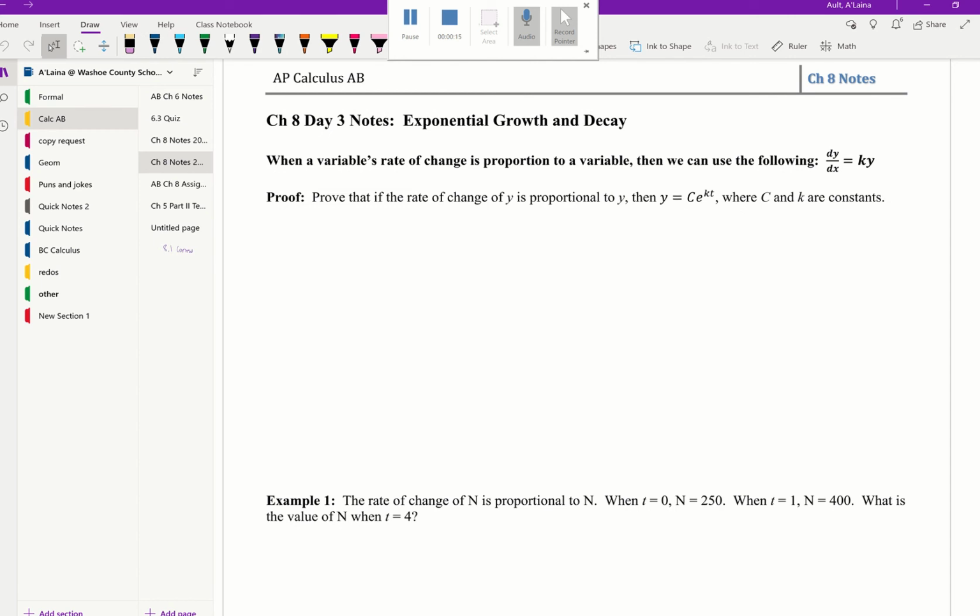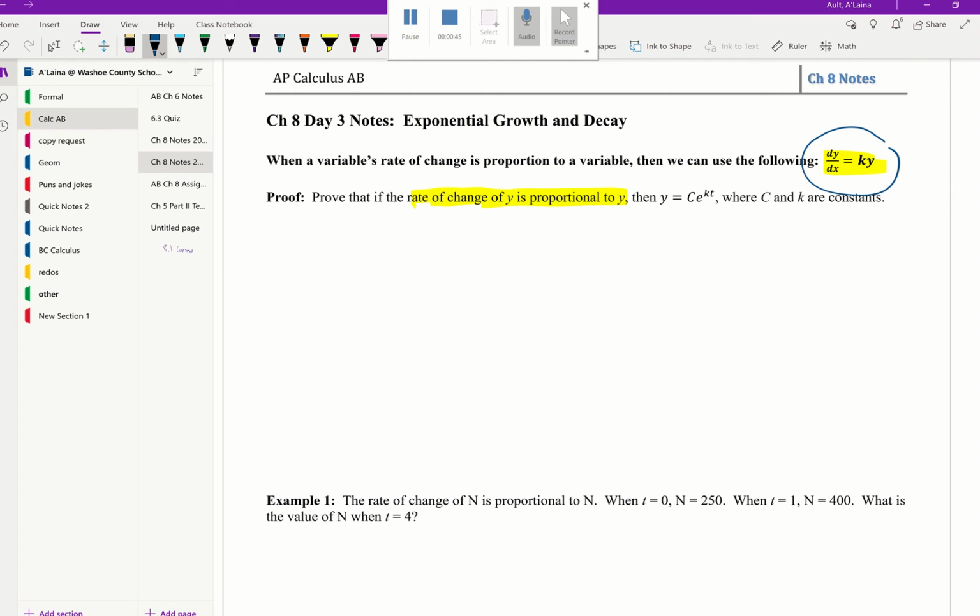So what we're looking at is the idea that when a variable's rate of change is proportional to that same variable, then we can use the following equation. This is something that is helpful. We can prove it pretty easily. I'm just going to reword this a little bit. I want to prove that if the rate of change of y is proportional to y, then I can use this equation right here. So let me walk you through how this would work.